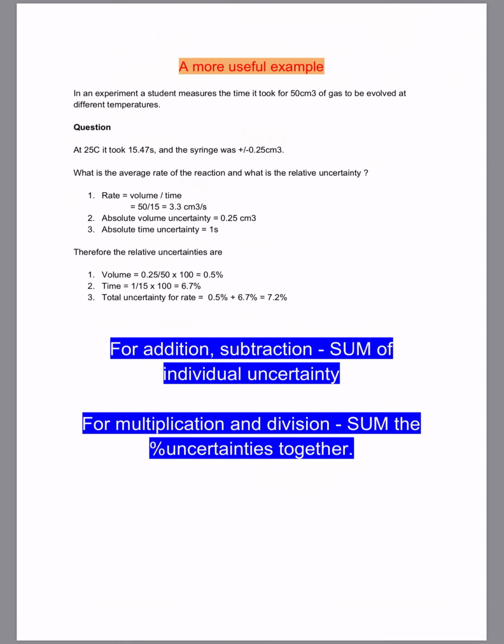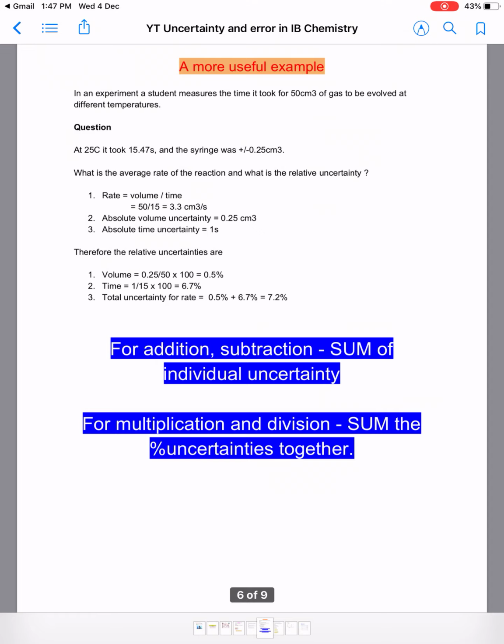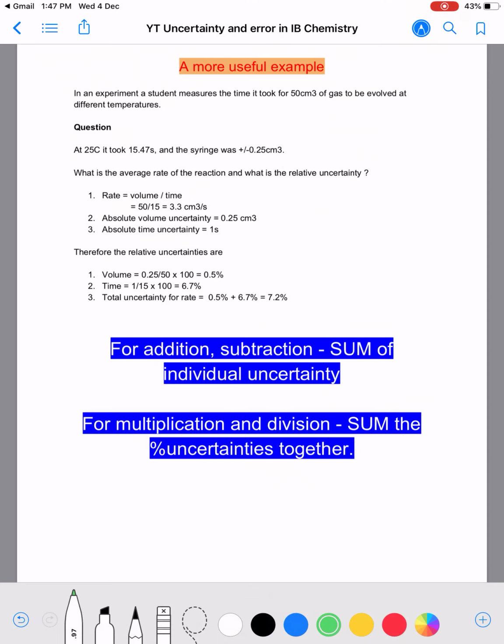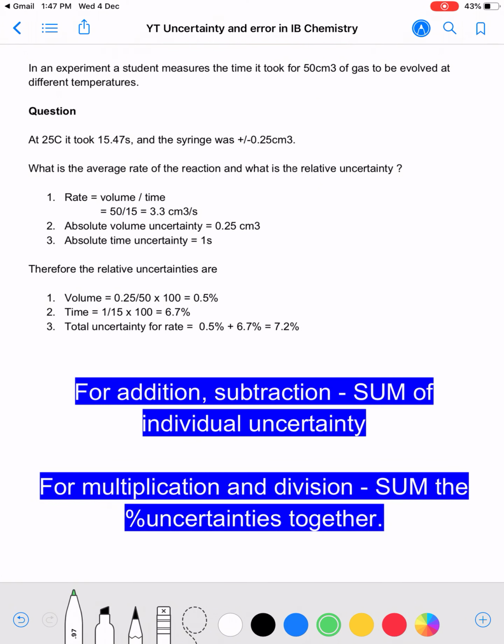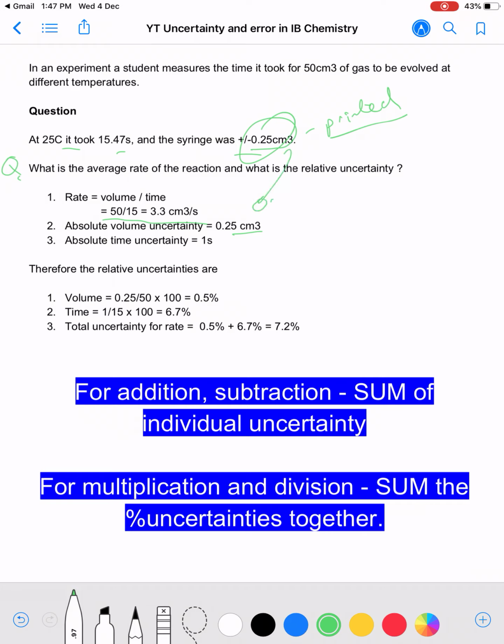Let's do something a bit more involved. In an experiment, a student measures the time it took for 50 cm cubed of a gas to be evolved at different temperatures. At 25 degrees C, it took 15.47 and the syringe was plus or minus 0.25 cm cubed. We can just assume that that was printed on the side of the syringe. The question is, what's the average rate and what is the relative uncertainty? Well, rate is volume over time, so let's work it out. 50 over 15 is 3.3. I prepared this before I recorded, obviously. The absolute uncertainty is given in the question, so just quote it, 0.25, and time uncertainty is always 1 second.